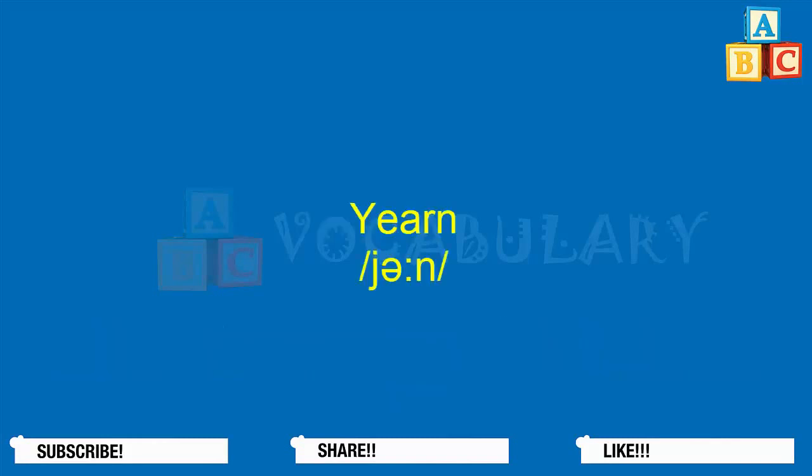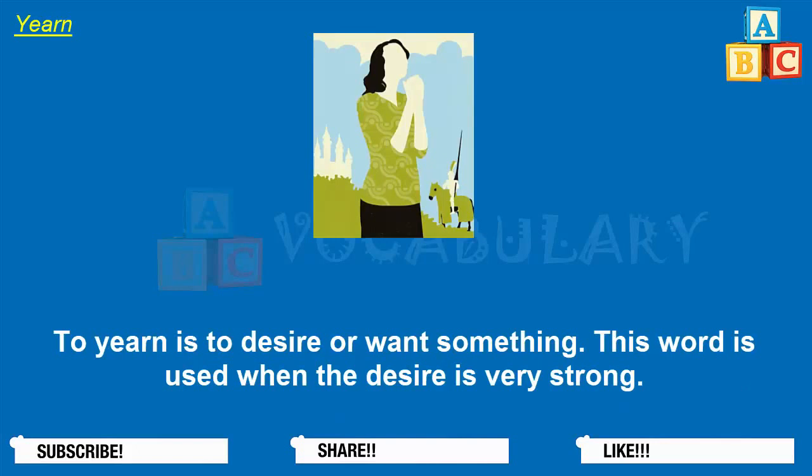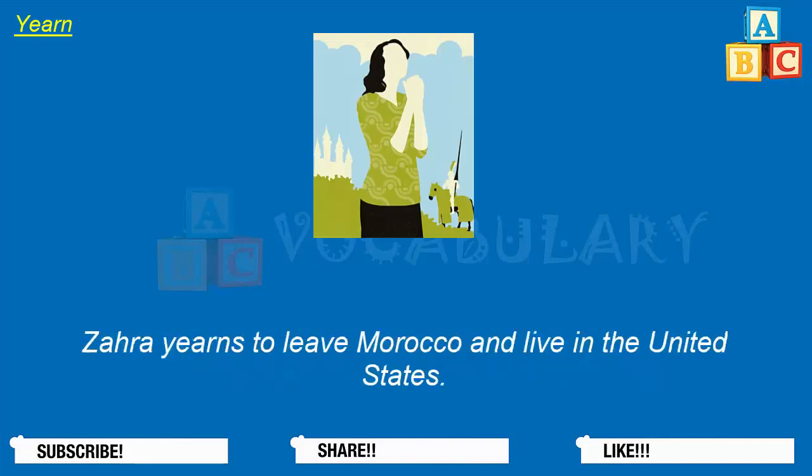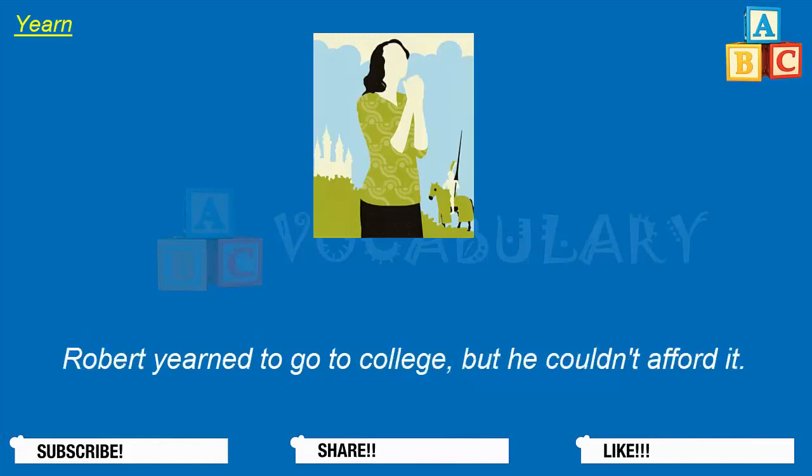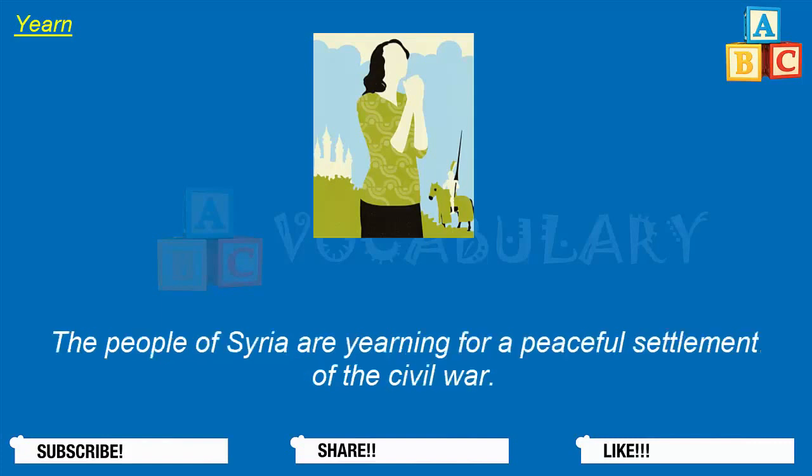Yearn. To yearn is to desire or want something. This word is used when the desire is very strong. Zara yearns to leave Morocco and live in the United States. Robert yearned to go to college, but he couldn't afford it. The people of Syria are yearning for a peaceful settlement of the civil war.